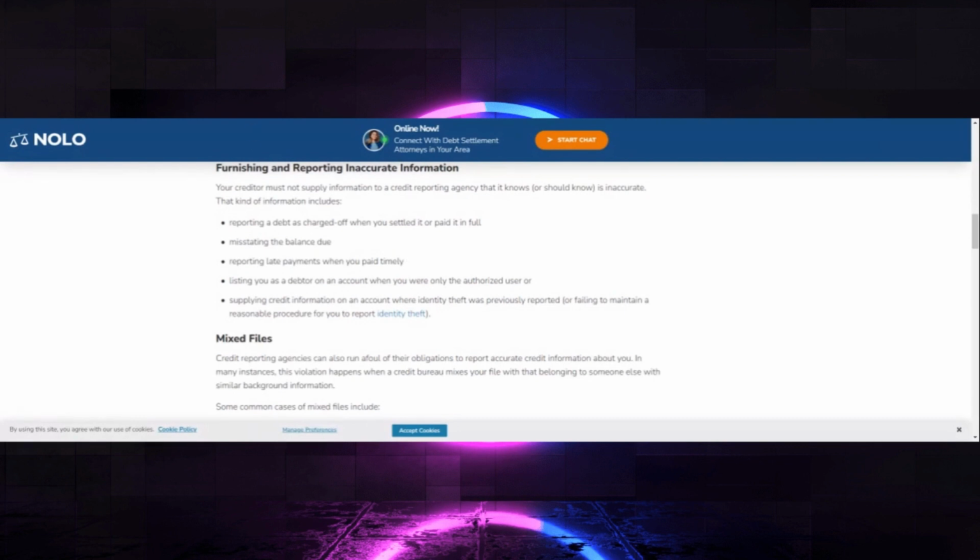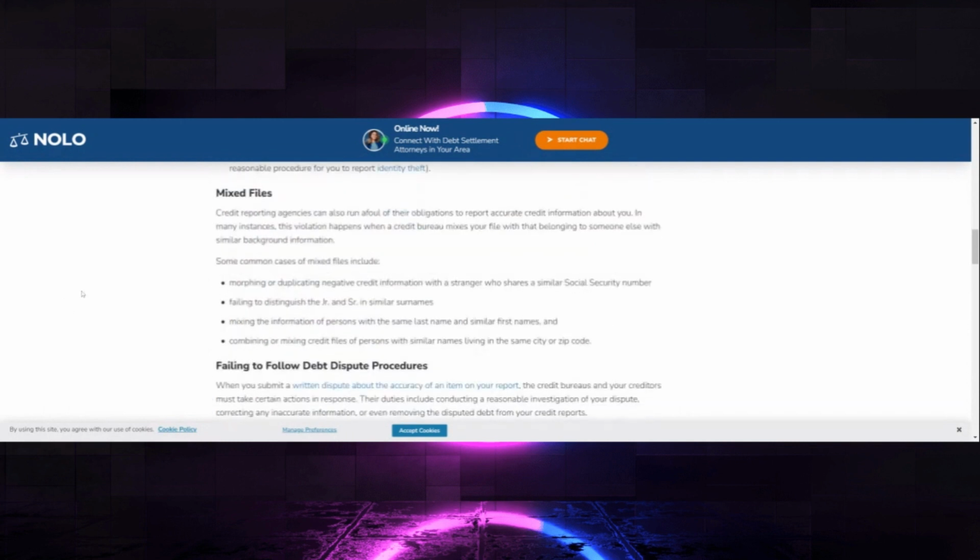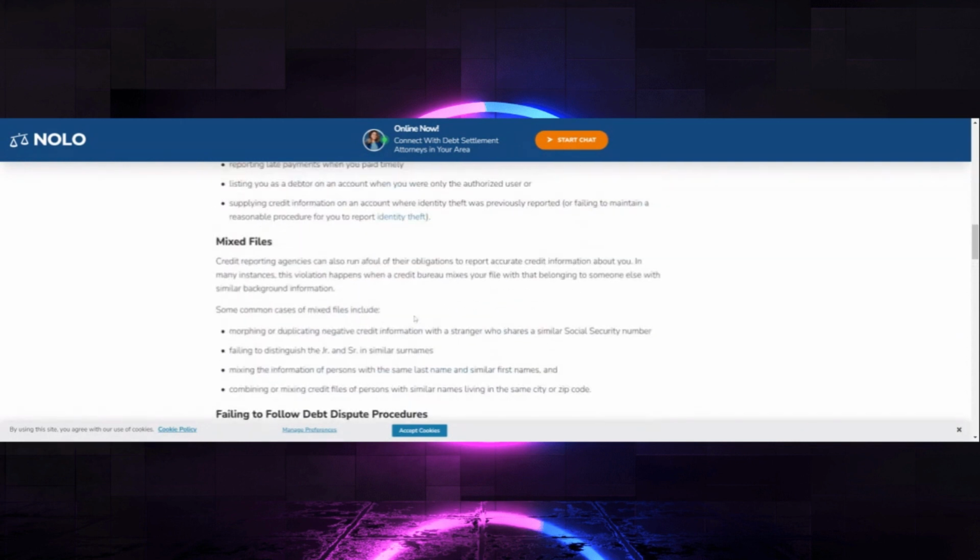Now, listing you as a debtor on an account when you were only an authorized user, I don't see a lot of that. I'm going to be honest with you. I don't see a lot of that at all, to be honest with you. But that is a thing. That's obviously important. I'm not going to read each and every one of these.